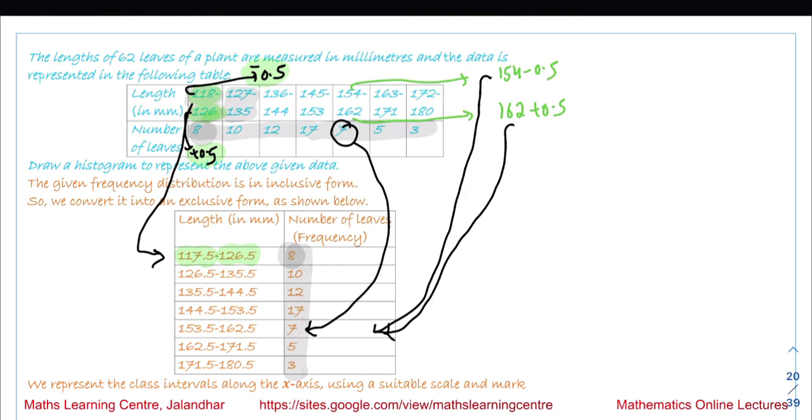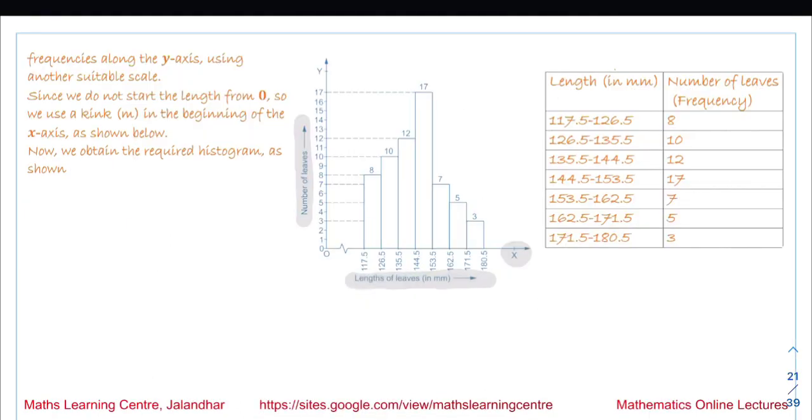So to draw the histogram, we have marked the length of leaves on the x-axis, and we have marked the number of leaves on the y-axis. On the x-axis we have marked all these points: 117.5, 126.5, 135.5, 144.5. These are the points that we have marked over here.